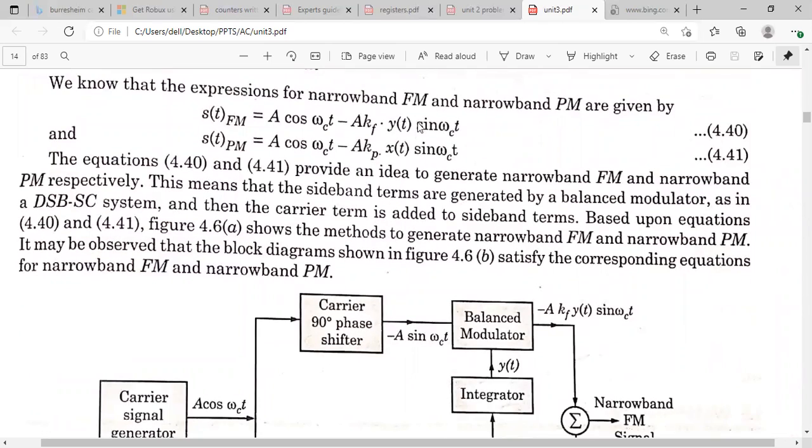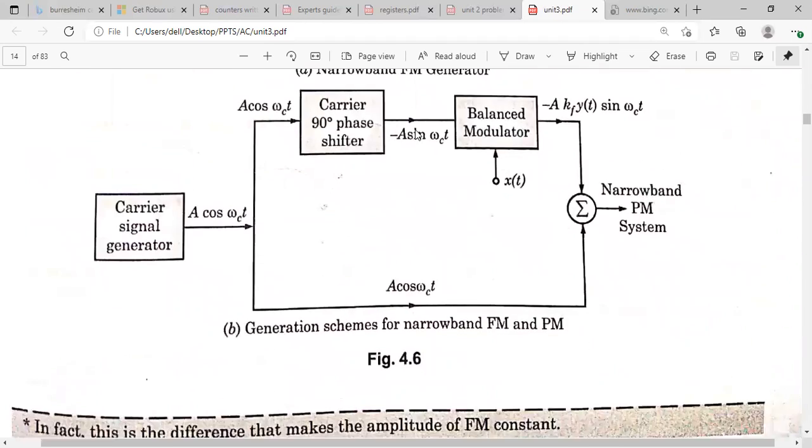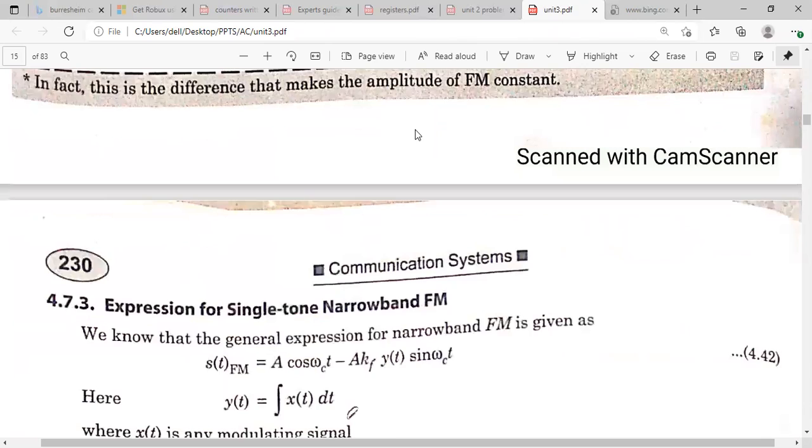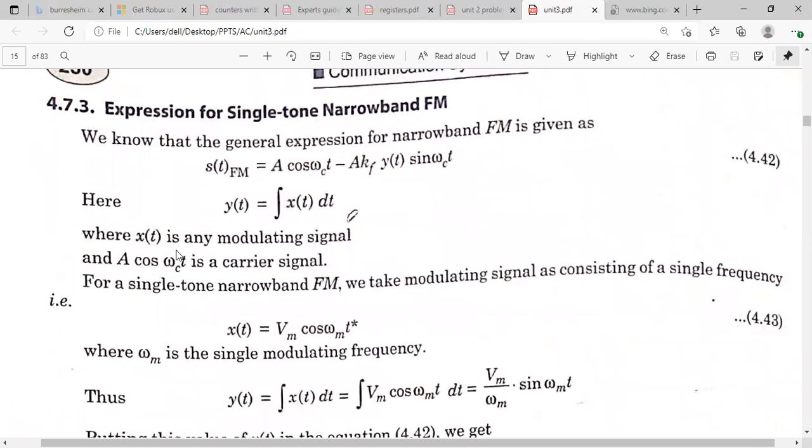So in y of t, the integral from 0 to t of Vm cos omega mt, if you substitute, what you will get is Vm by omega m into sin omega mt. So this term you have to substitute here.